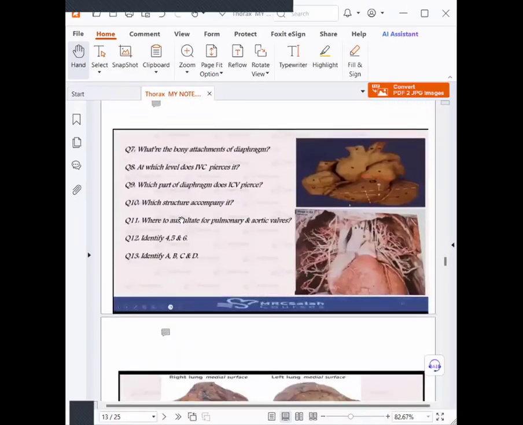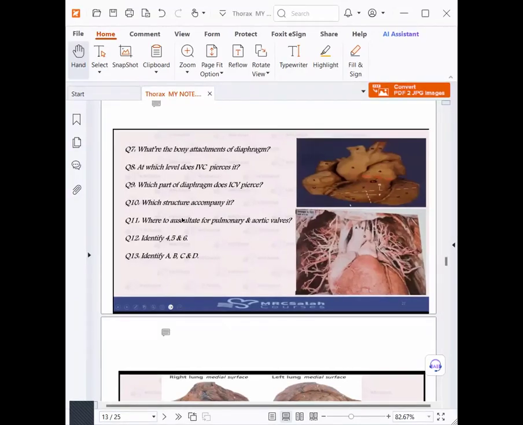What are the bony attachments of diaphragm? Anteriorly, it is attached to the xiphoid process, and on the sides, through the lower 6 ribs, and posteriorly, there are 2 crura, right and left crus. Right crus is from first lumbar to third lumbar vertebra, and left crus is from first lumbar to second lumbar. And there are ligaments: medial and lateral arcuate ligament.